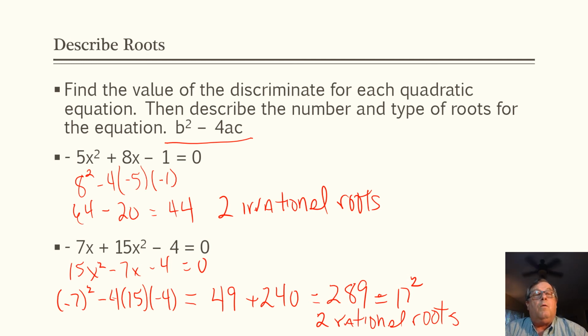Shazam. Well, once again, if the discriminant is greater than 0, and if it's a perfect square, we're going to have two rational roots. If the discriminant is greater than 0, but not a perfect square, we're going to have two irrational roots. If the discriminant is equal to 0, we got one real root. And if the discriminant is less than 0, we got two complex roots, using the discriminant to describe the roots of a quadratic equation.